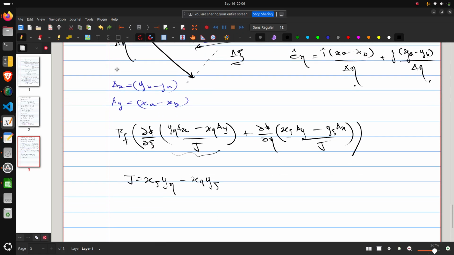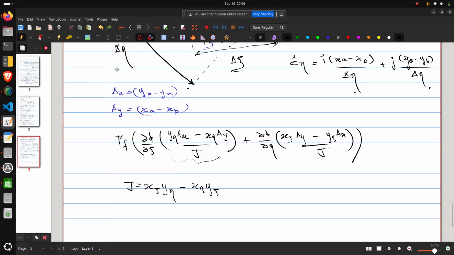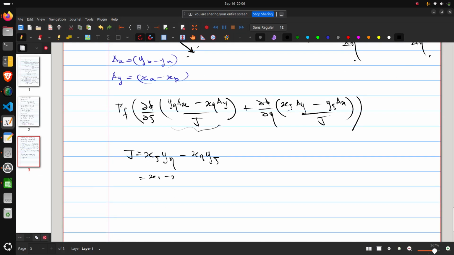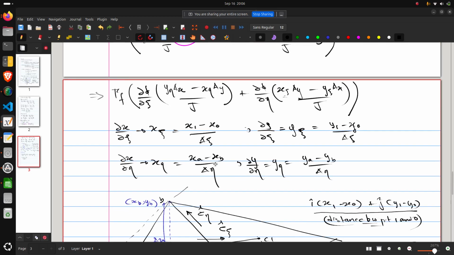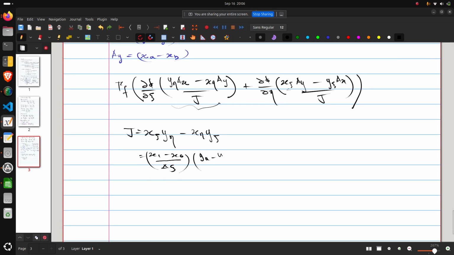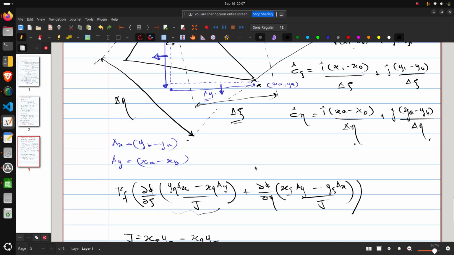Okay, now what is the x eta value? X eta, we have x1 minus x naught by del psi times y eta will be y a minus y b. Alright, so we have this form.